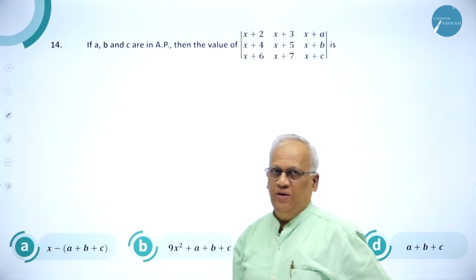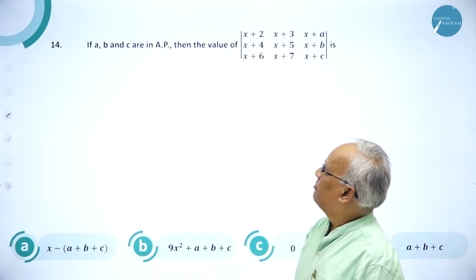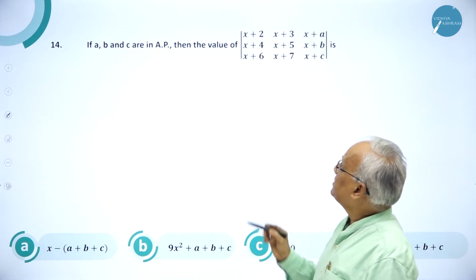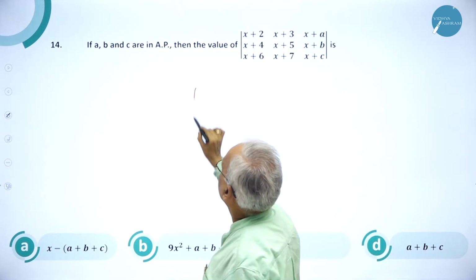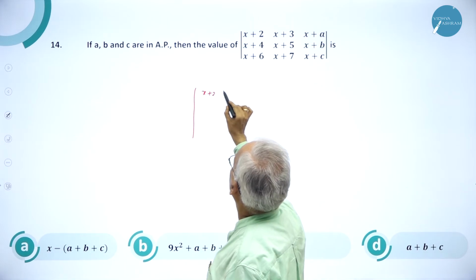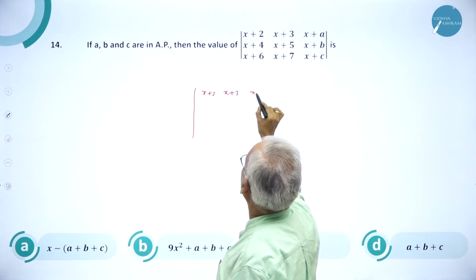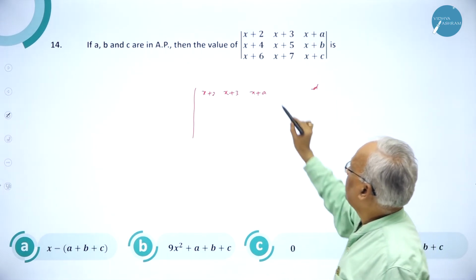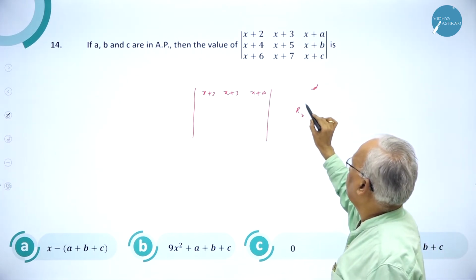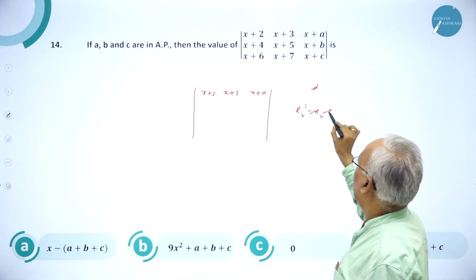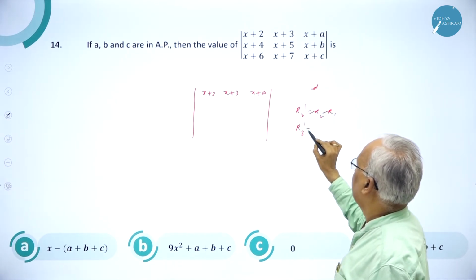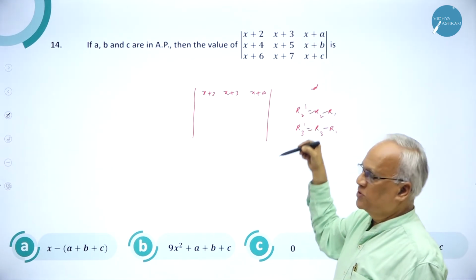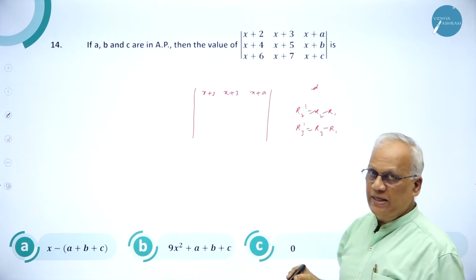Next question, question number 14. If A, B, C are in AP, then what is the value of this determinant? Please see, this determinant can be written as x plus 2, x plus 3, x plus a. Assume d is the common difference of the AP. I use the transformations R2' = R2 minus R1 and R3' = R3 minus R1. It is better to use one row to change the other rows. These two transformations I apply now.